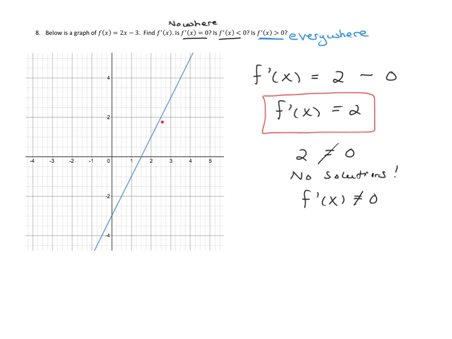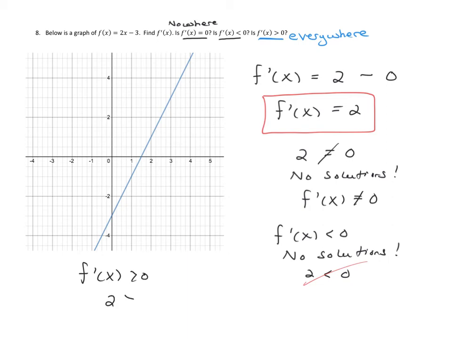But that shows up in the graph. The graph is always moving upward. It's never level. Where's the derivative less than 0? Again, no solutions. You'd be trying to solve where's 2 less than 0, but that doesn't work. Where is the derivative greater than 0? Everywhere. And that's because 2, the derivative, is greater than 0. So that answers this problem.